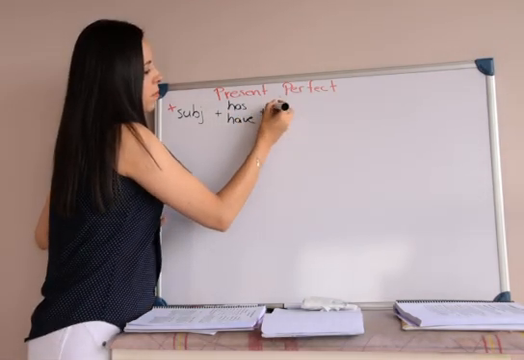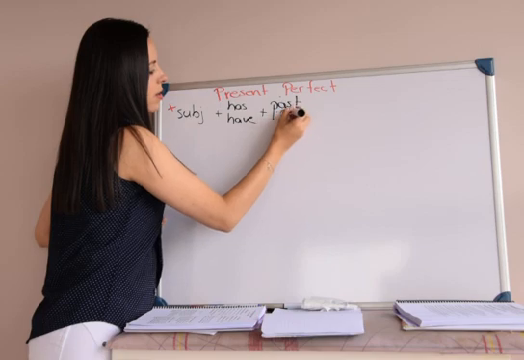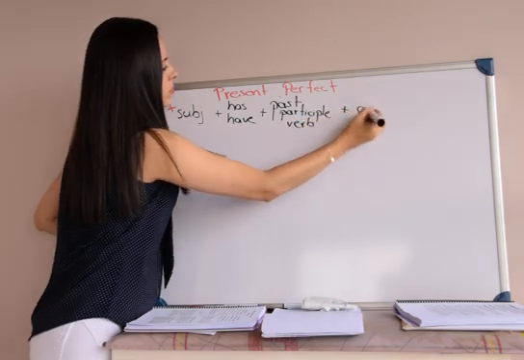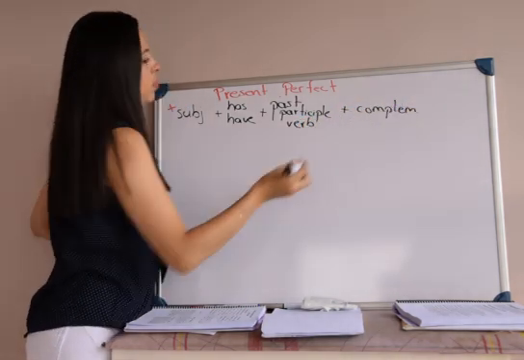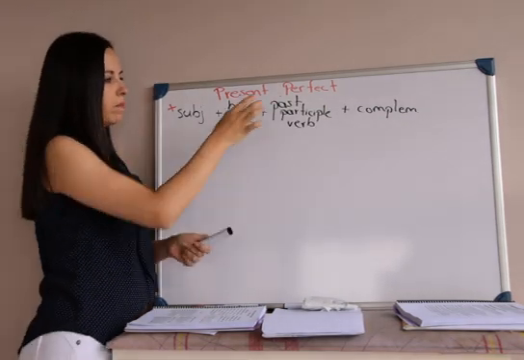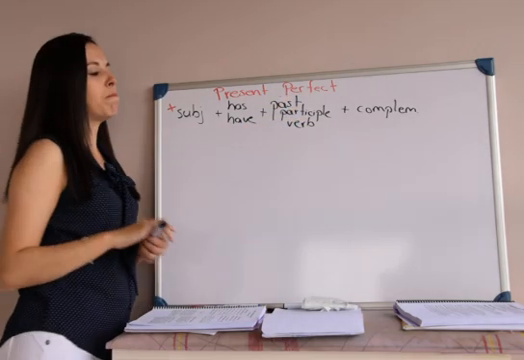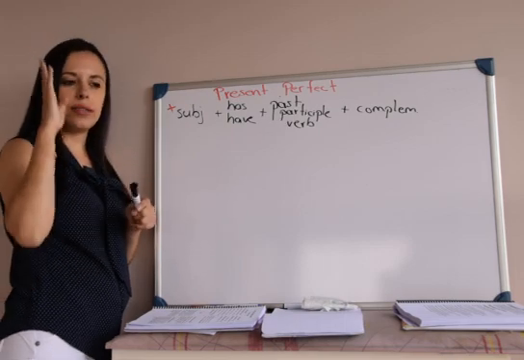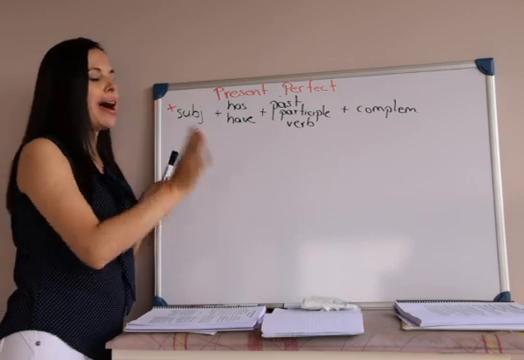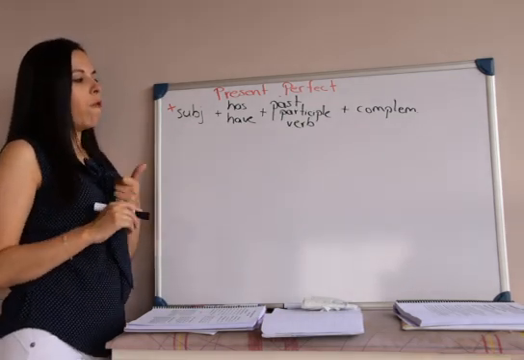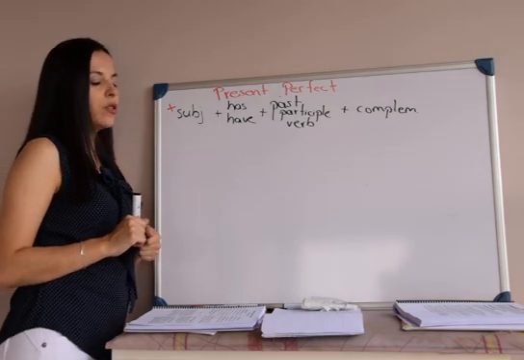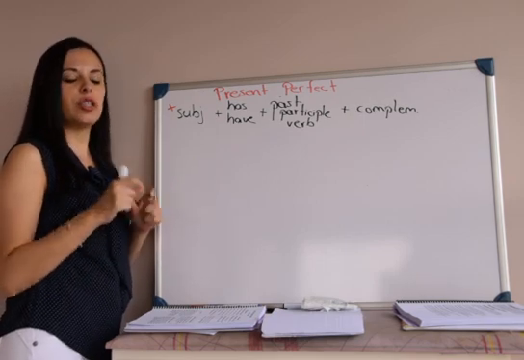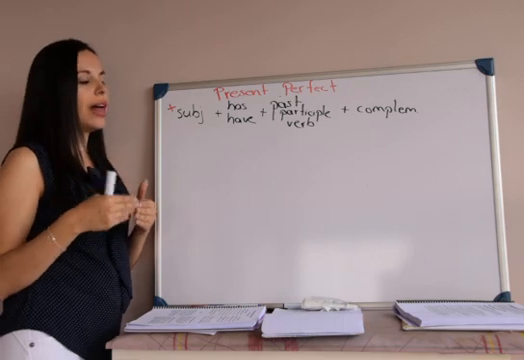Then the past participle plus the complement. Okay, so this is important, guys. We use this auxiliary and we need to use the past participle verb. So remember that for all verbs we have the simple verb, the past verb, and the past participle verb. For regular verbs, the past participle is going to be the same as the past verb. We only have to add an ed and that's all. But for irregular verbs, you need to know the spelling and how to say that verb in past participle.